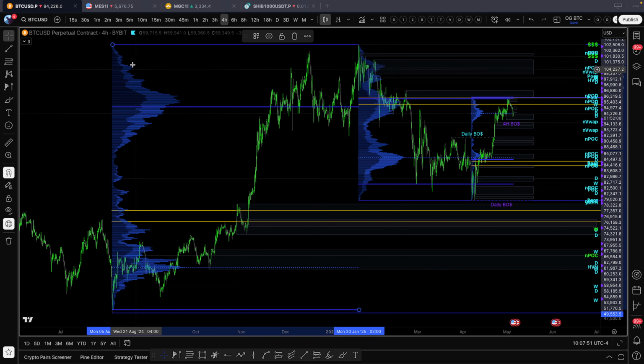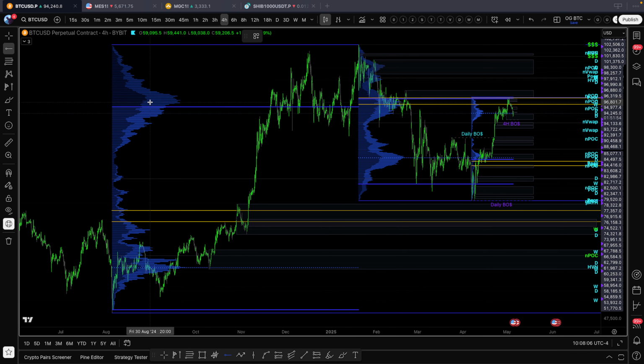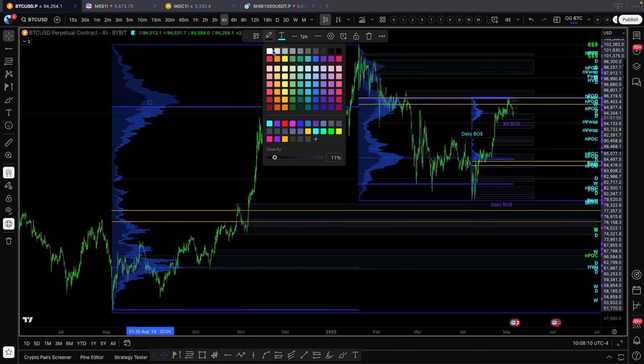However, we can see that we also had a very big high volume node here. And what do we see? That is currently where we rejected from. And let me draw a horizontal line here so you can see that. We'll make it a white line, brighten it up.